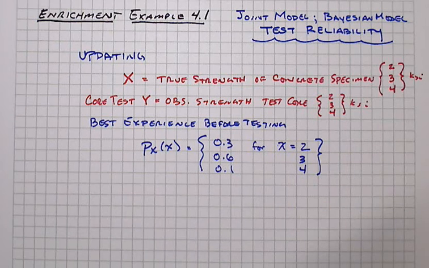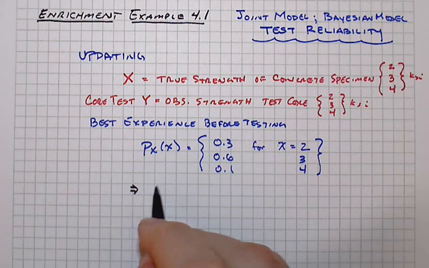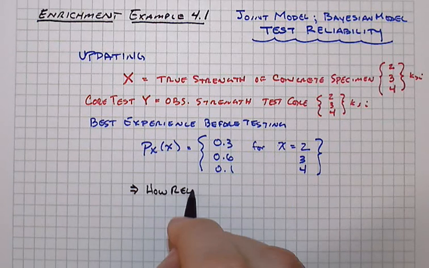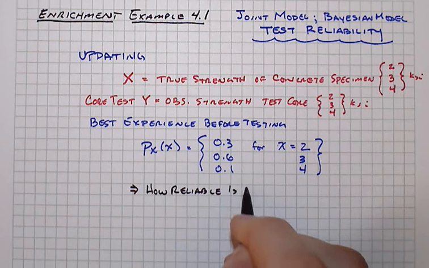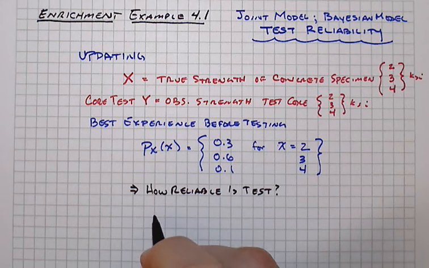So that's our first item that we have, and what we're really asking here is how reliable is the test. That's similar to what we were asking about before in one of the other illustrations, and that is that we go and we test it, and the tested strength is reasonably close to the given or the actual strength.